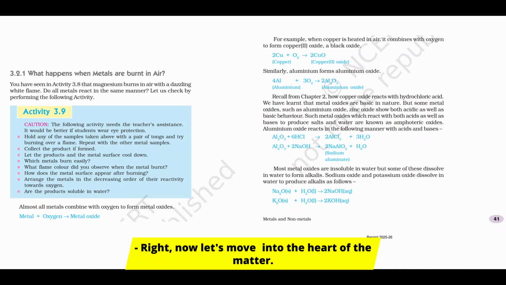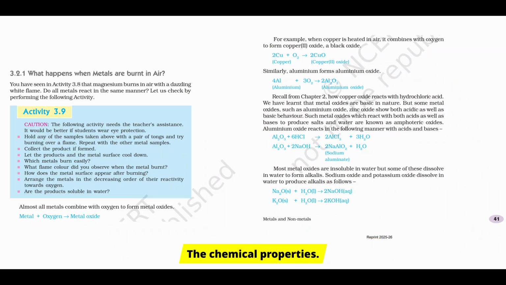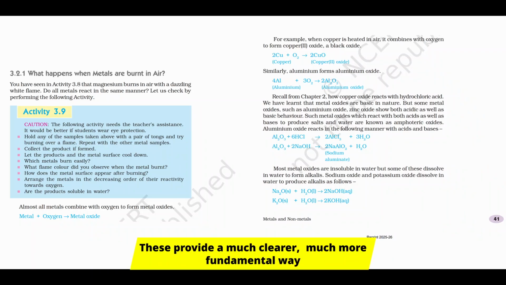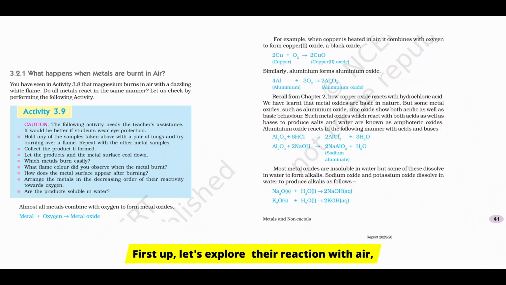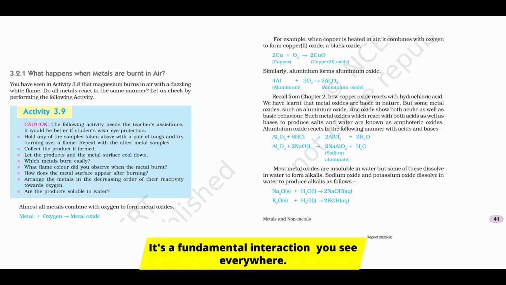Right. Now let's move into the heart of the matter, the chemical properties. These provide a much clearer, much more fundamental way to distinguish between metals and nonmetals. We will systematically analyze how metals react with various common reagents. First up, let's explore their reaction with air, specifically oxygen. It's a fundamental interaction you see everywhere.